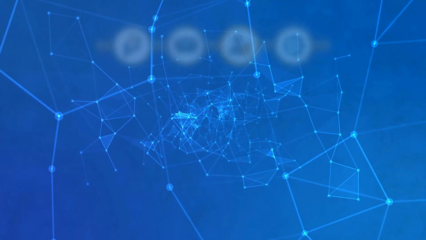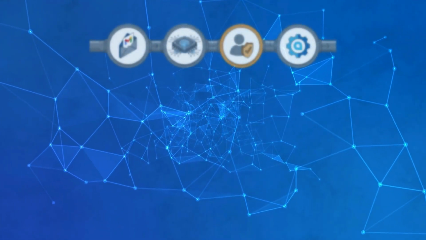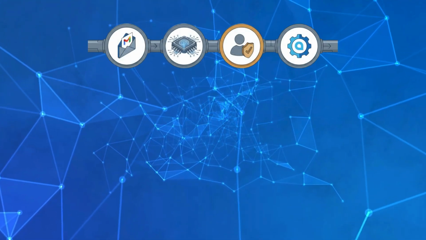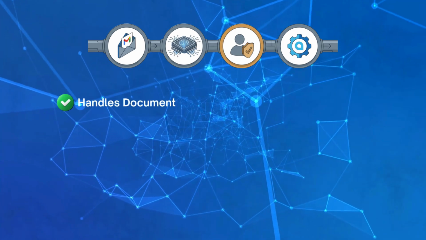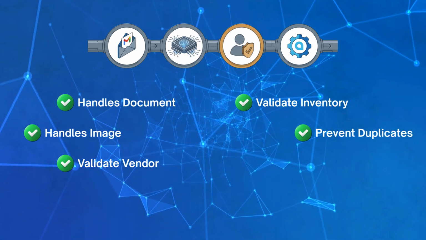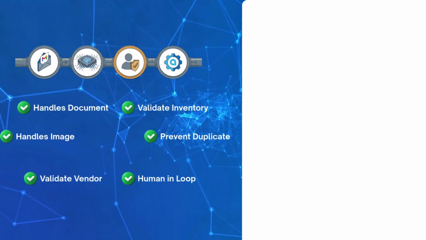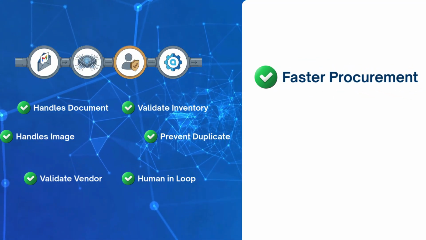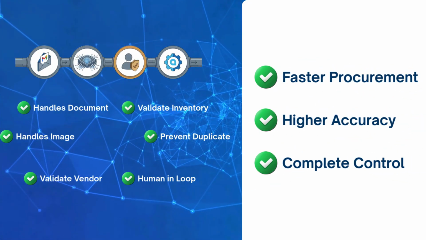Using this automation, enterprises can move away from manual, error-prone purchase order processing. The workflow intelligently handles document and image formats, validates vendors and inventory, prevents duplicates, and keeps humans in the loop only when needed. The result is faster procurement, higher accuracy, and complete control.